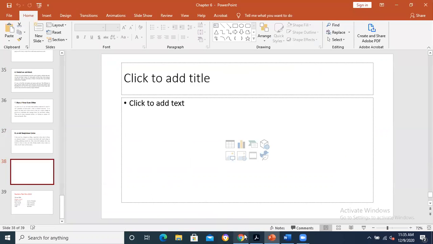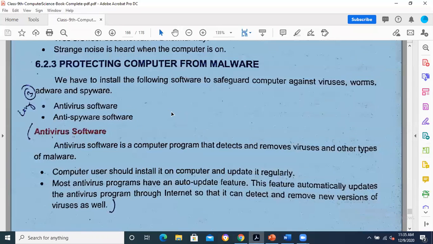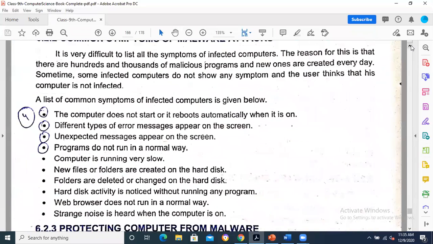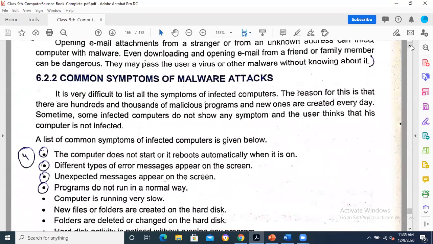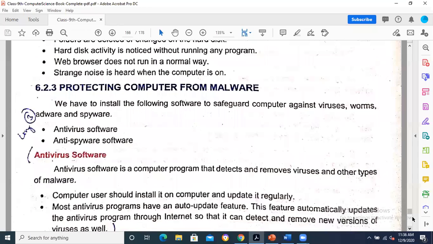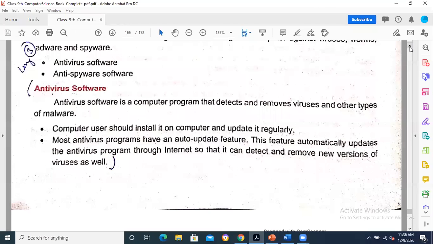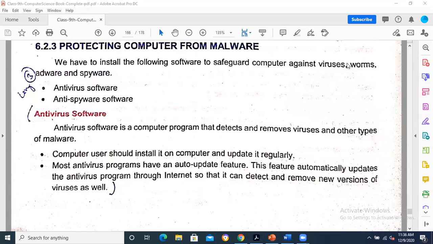another important topic is about the antivirus software. How to protect your computer system in general was basically a general discussion: how you can protect, what the symptoms are. We had also discussed the symptoms that show that your computer is at risk. Then how to protect in general, what are the steps to protect your computer system from malware or viruses. But now we are going to discuss specifically the antivirus software. Antivirus software is basically the software which deals with viruses.